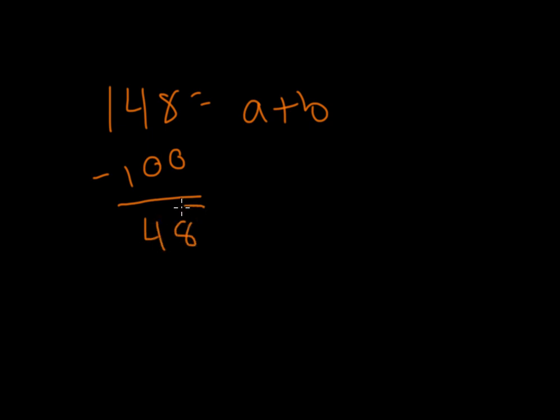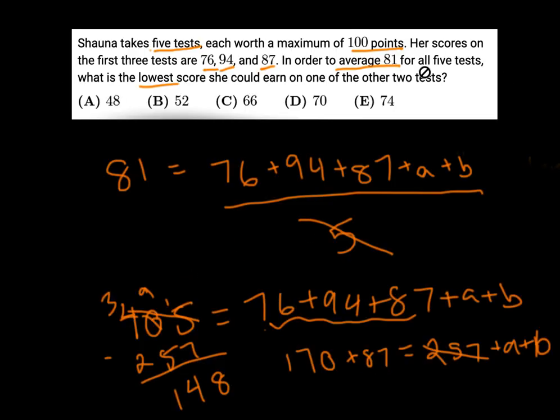So 48 would be the lowest score that Shauna can get on one of these tests. And on our test, it looks like that is A.